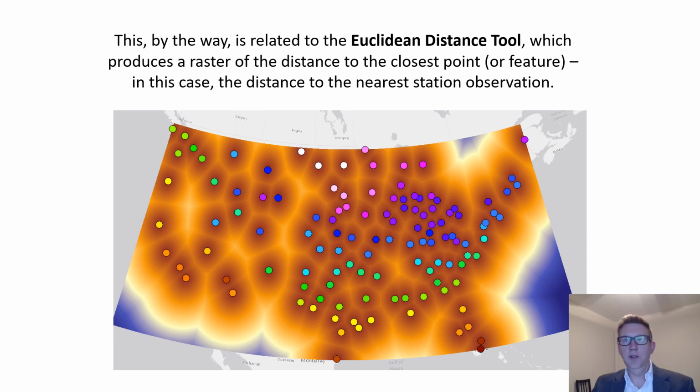This is actually related to the Euclidean Distance Tool, which produces a raster of the distance to the closest point. In this case, this is a visualization of the distance to the nearest station observation. So if I had to take a hike to my nearest station, your location on this raster would tell you how far in distance it would take to get there.